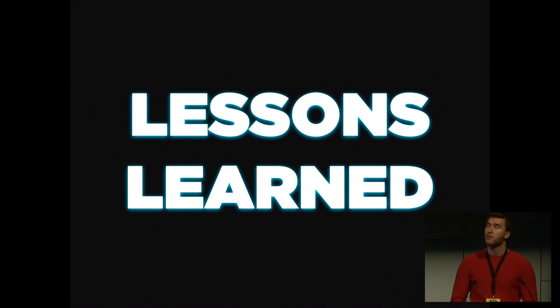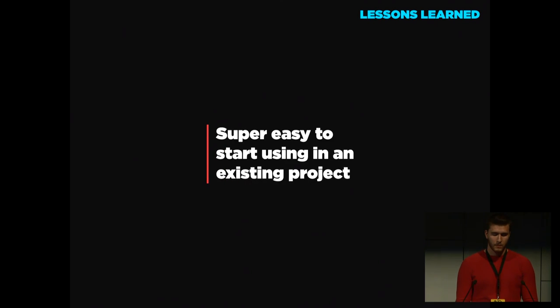This is the last section of the talk. I'll go over some of the lessons learned and our experiences using Flow. So the first point I want to make is that it's super easy to start using in an existing project. We have internal tools that amount to about 60,000 lines of JavaScript code, and we started type checking just a few files to see how it felt. And Flow even caught some existing errors while we were integrating it into our code base incrementally that were there since the beginning.